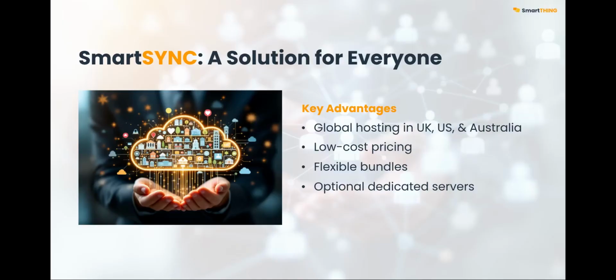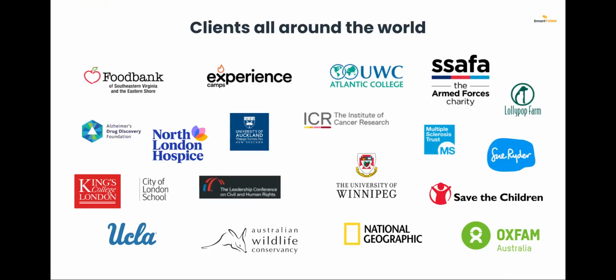We also understand budgets. SmartSYNC offers low-cost solutions with excellent value, starting from just $1,750 or $2,250 per year. We believe powerful integration shouldn't break the bank. You can start with one integration and add more as needed, or explore our cost-effective integration bundles. For those with more complex needs, we also offer dedicated servers for enhanced performance and faster imports, which can significantly help with IT security reviews. So whether you're a small local charity or a large international organization, SmartSYNC provides a flexible, scalable, and affordable solution.